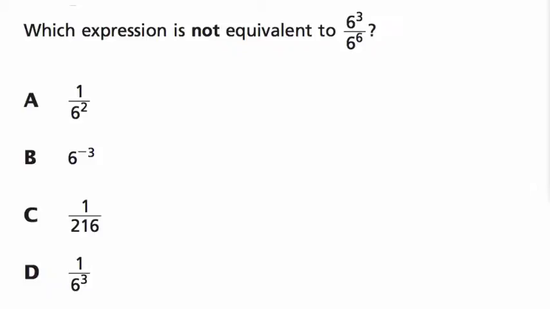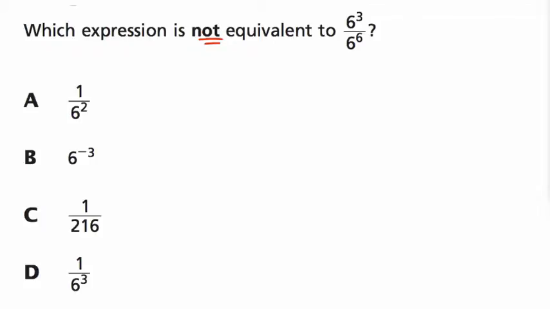All right. So they ask us, which expression is not equivalent to 6 to the third divided by 6 to the sixth. So I want to underline the word not because I often forget the goal of the problem. We are trying to figure out what this equals and which of these choices don't equal that.